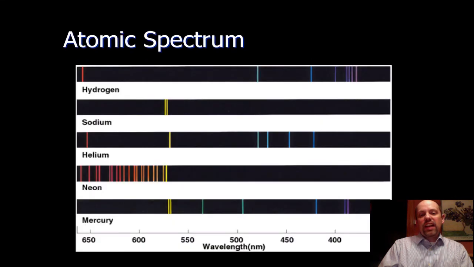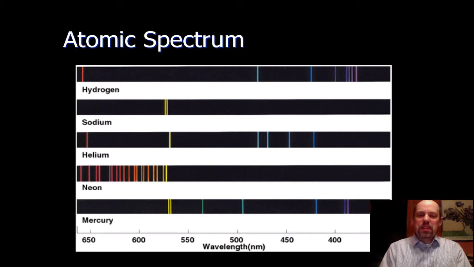If they just analyze a single element, as you see in this picture, there's a hydrogen spectrum, a sodium spectrum, a helium spectrum. If they just analyze a single element, for example in the lab room, they can isolate elements in a container and then excite that container with electricity so that the gas inside the container starts to glow. And they've learned that each element gives off a unique combination of colors.